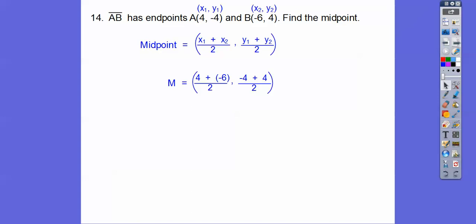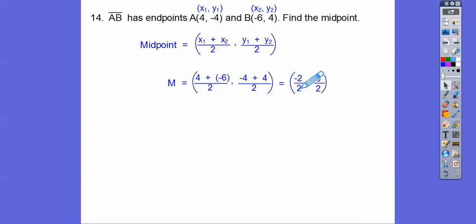All right, so here's my x1, y1, and here's my x2, y2. Okay, so I'm going to go this x plus this x, that's what this says right here, over 2. This y plus this y over 2, okay? 4 plus -6 is going to get me -2, and then -4 plus 4 is going to get me 0, and those are both over 2. Okay, so now we're just going to simplify these fractions.